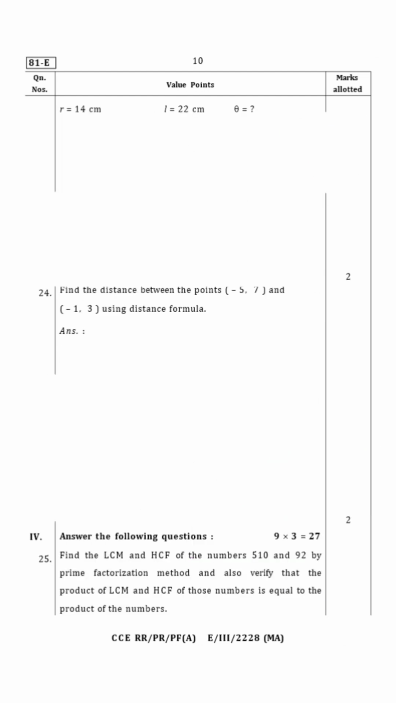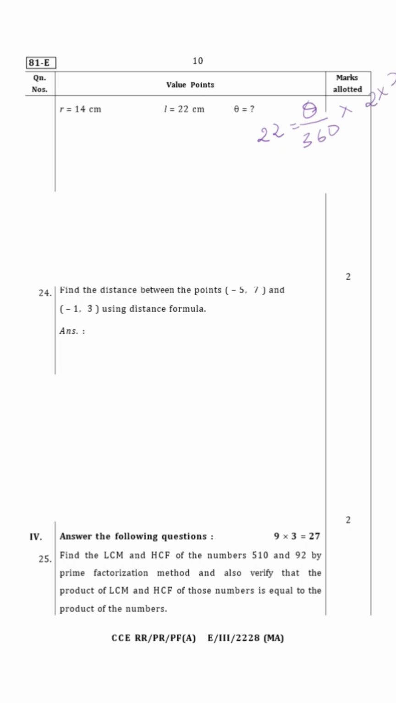Now we are given radius of the sector is 14 centimeter, length of the arc is 22 centimeter. We have to find the angle of the sector. Now we know that length of the arc is theta by 360 into 2 pi r. Now let us substitute the values. L is 22, is equal to theta, we don't know, by 360 into 2 pi r.